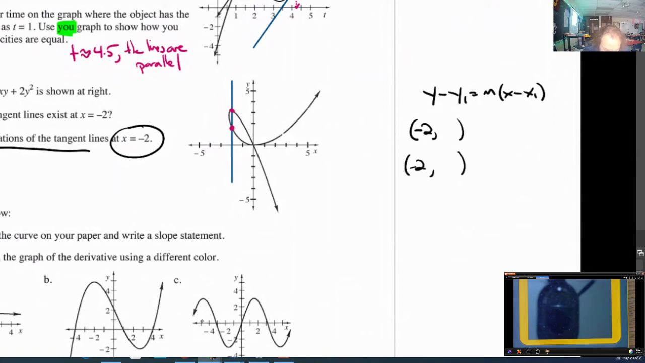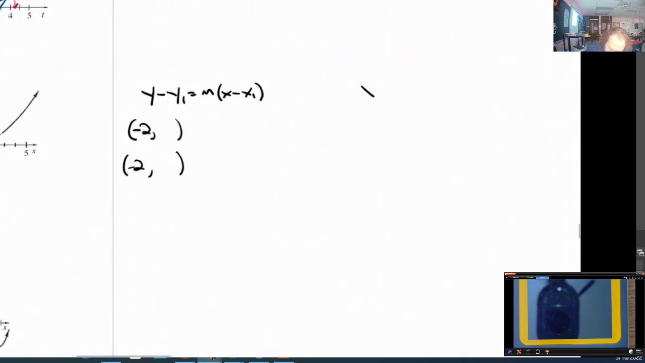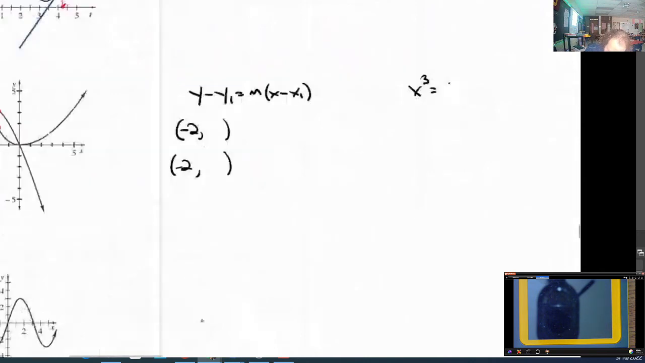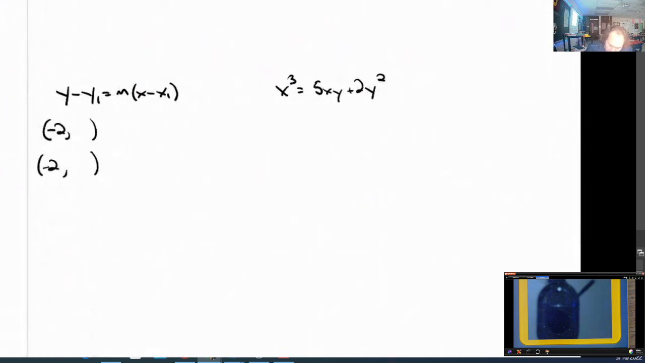To find those coordinates, what we're going to need is the original function, which is x to the third equals 5xy plus 2y squared. We saw a problem like this on the quiz I gave you guys today too. What we're going to do is evaluate this when x is negative 2. We're going to get negative 8, negative 2 to the third power. On the right side, 5 times negative 2 is negative 10y plus 2y squared. What we've got now is a quadratic equation. We can do a little bit of simplification. We can move that 8 over. We can clean things up a little bit, arrange the parts the way we're used to seeing them. We could even divide everything by 2.